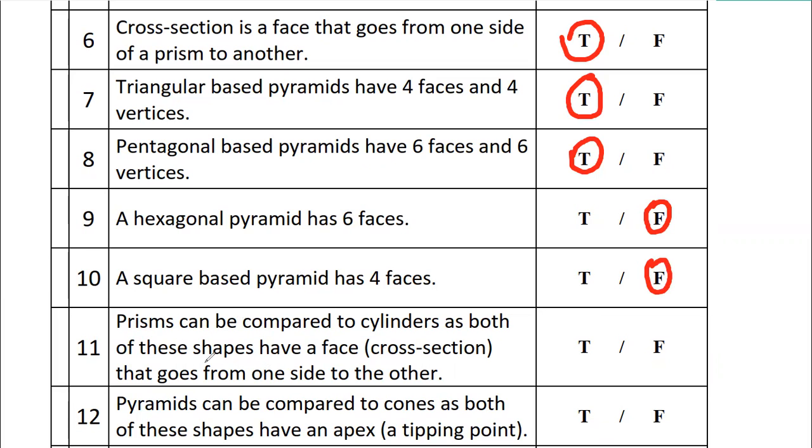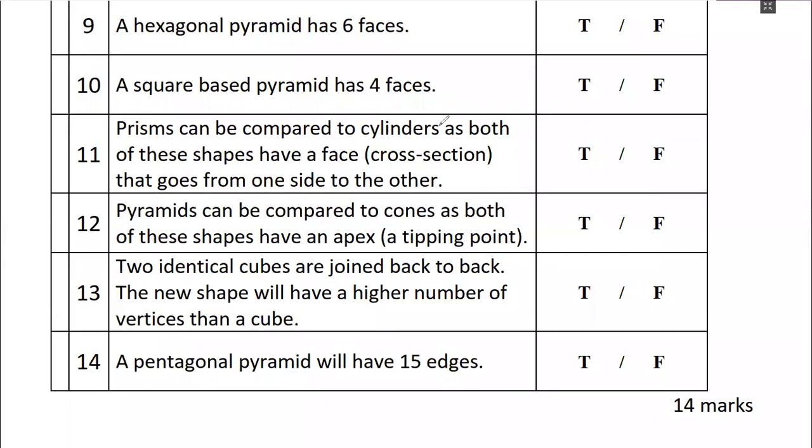Moving to number 11, it says prisms can be compared to cylinders as both of these shapes have a cross-section that goes from one side to the other. Yes, that's true. Moving to number 12, it says pyramids can be compared to cones as both of these shapes have an apex or a tipping point. That's also true.